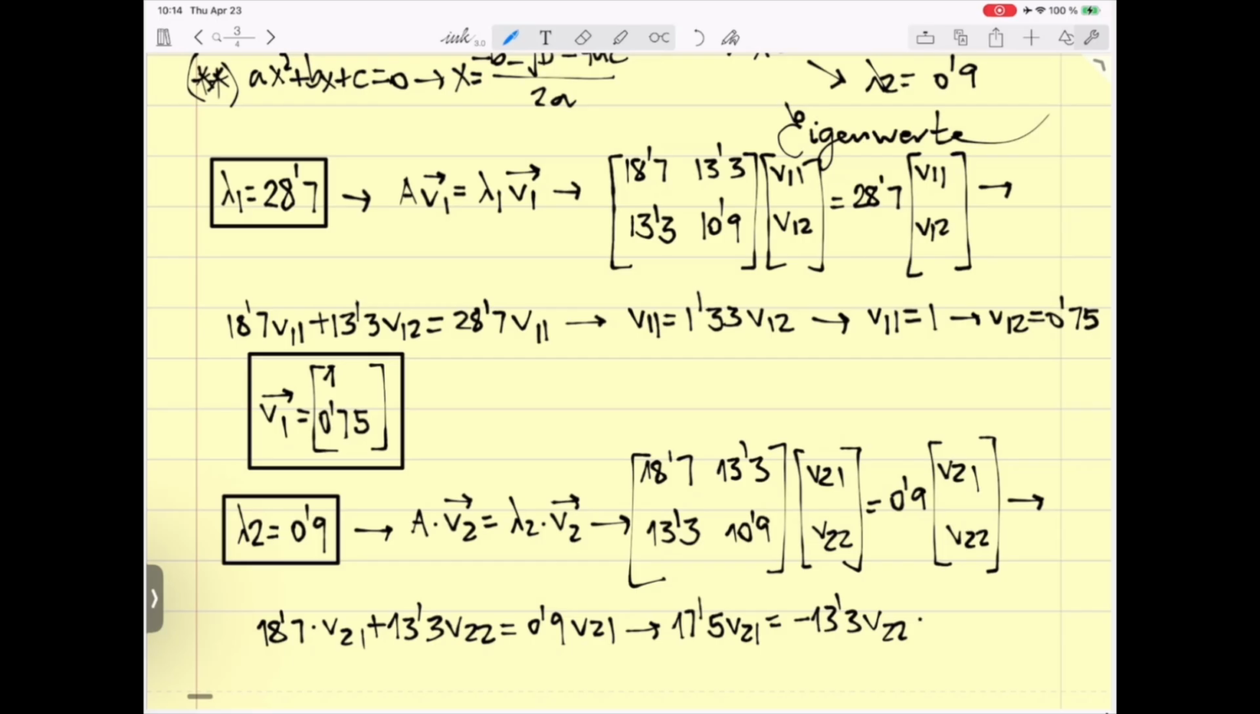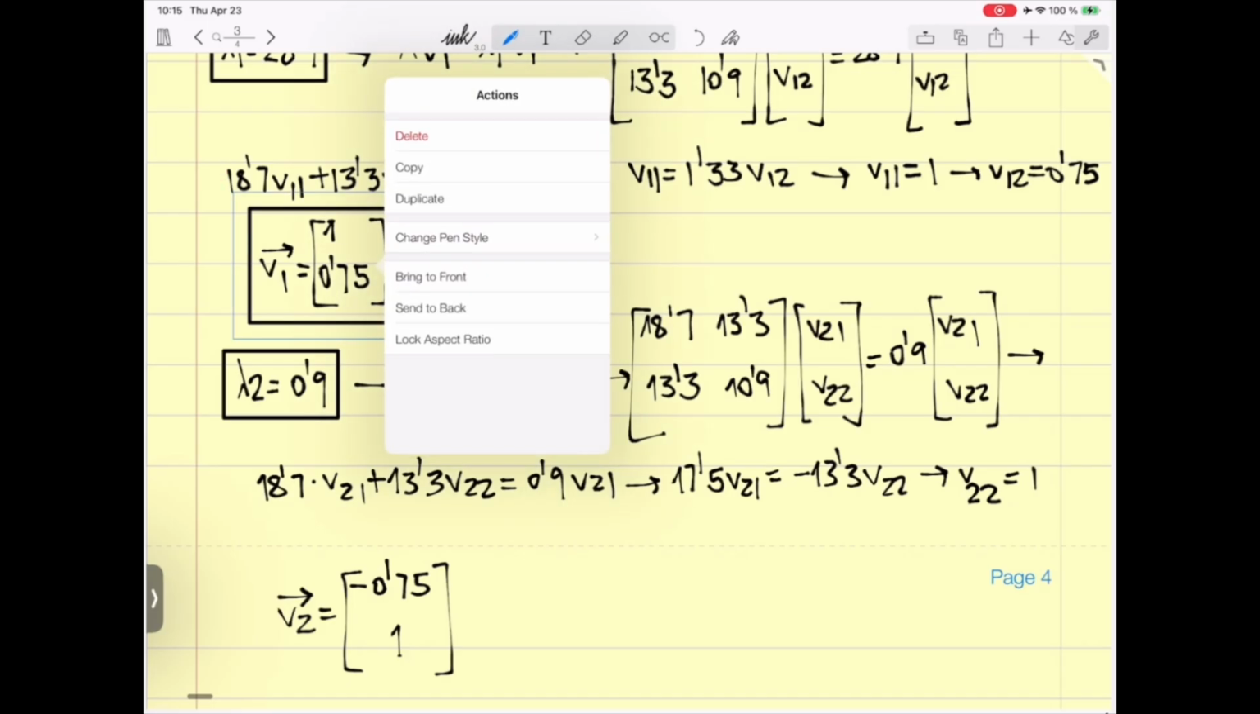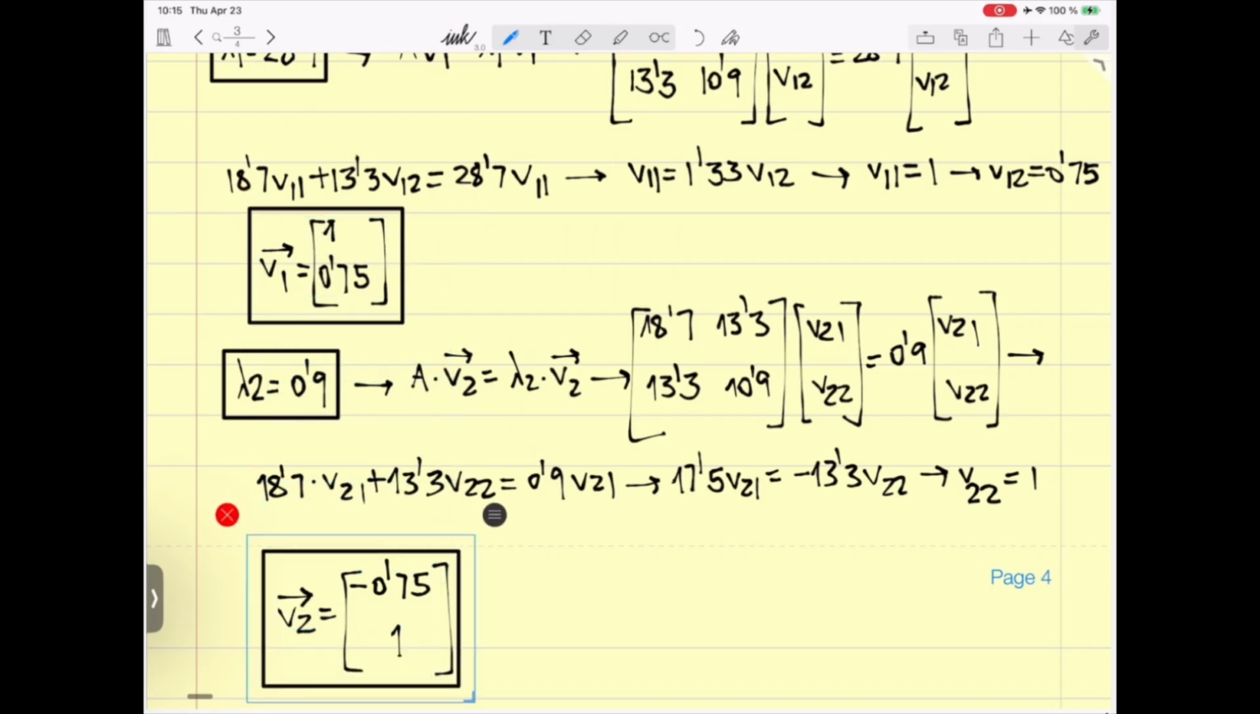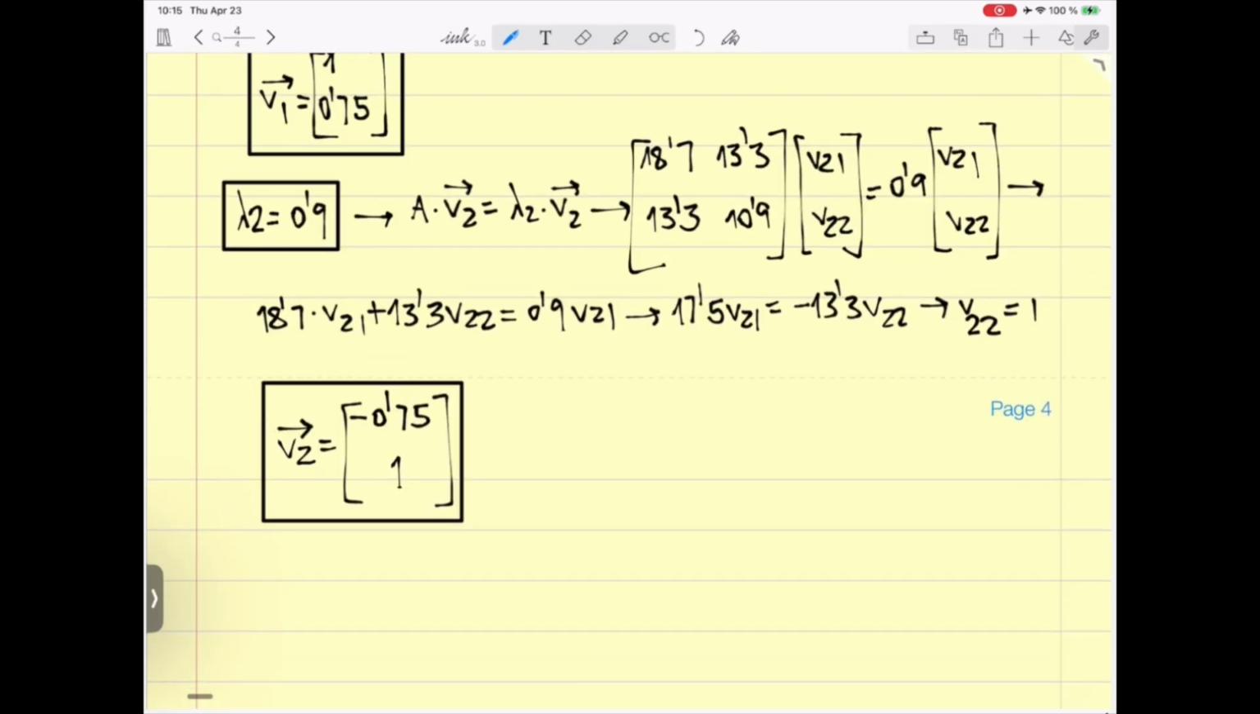So fixing the first one to 1, we get that the second eigenvector is minus... no, sorry, fixing the second one. It doesn't matter, but this is correct. Okay. So this is the second eigenvector, and now let's see what this whole thing means geometrically. Okay. But first of all, any questions how I did solve this?